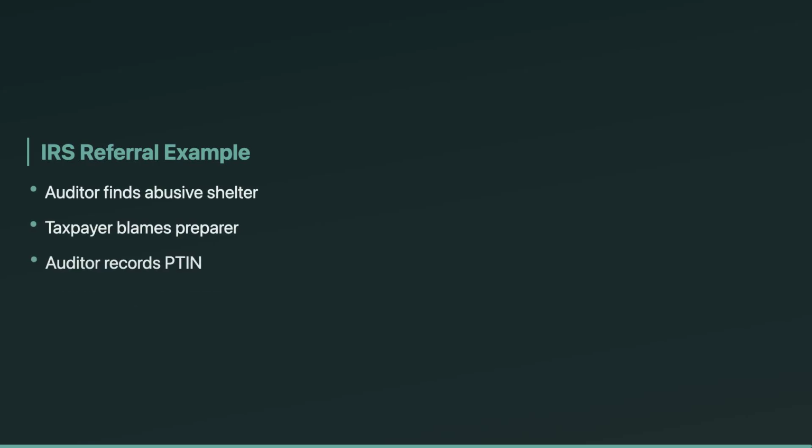IRS employees also have referral duties. Picture an IRS auditor examining a return and discovering an abusive tax shelter wasn't disclosed. The taxpayer says, "My tax attorney suggested it and prepared the return." The auditor documents the preparer's identifying info, like name and PTIN, and files a written report to OPR. That's a clean exam pattern: IRS employee sees misconduct, then a required written referral follows.